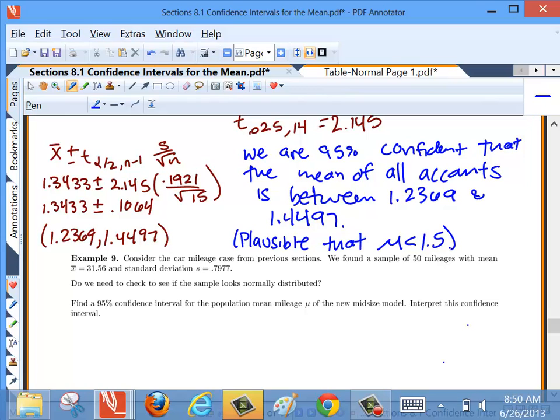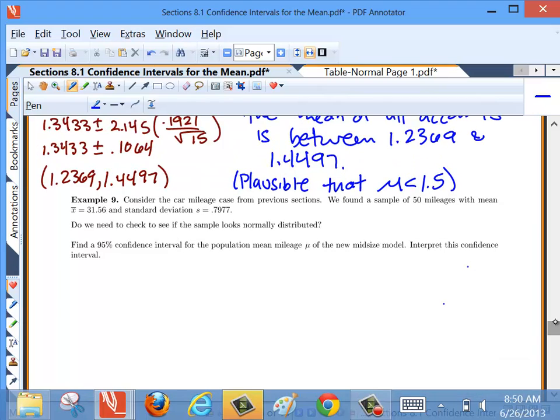Is there ever anything we do to a confidence interval that's one-sided? So like anything less than 1.4497 or something? Yes, there is, and we'll get to it on this handout pretty soon. But I always like it when you guys ask the questions that will lead to it.